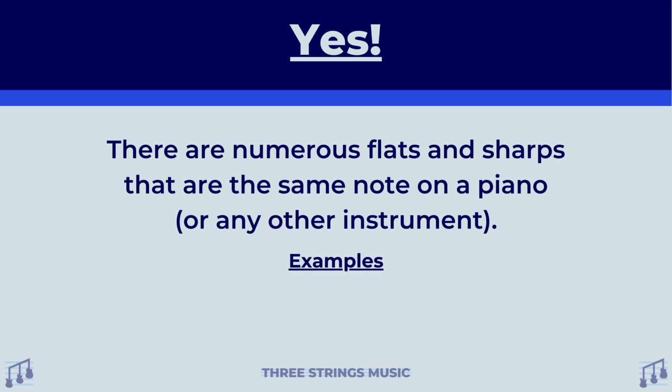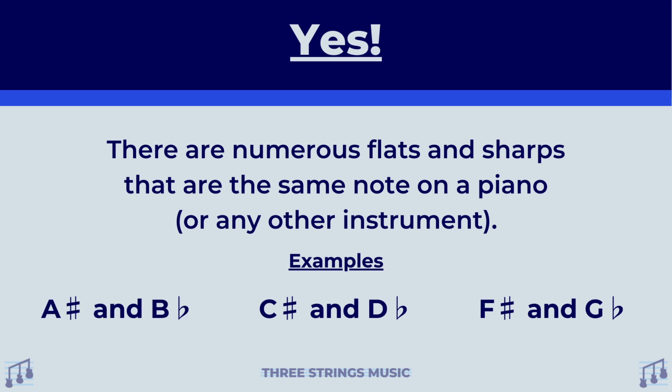Examples of this are, like we just talked about, C sharp and D flat, F sharp and G flat, and also A sharp and B flat. They both would share the same black key on a piano, and they would also share the same fret on a guitar or a bass or just whatever instrument you can think of, so on and so forth.